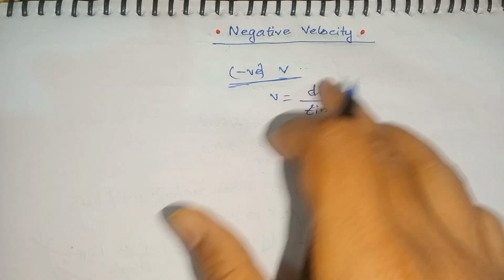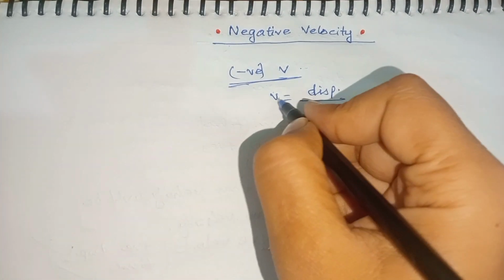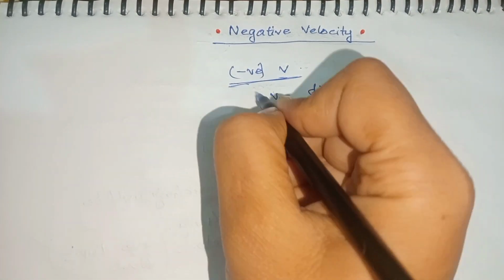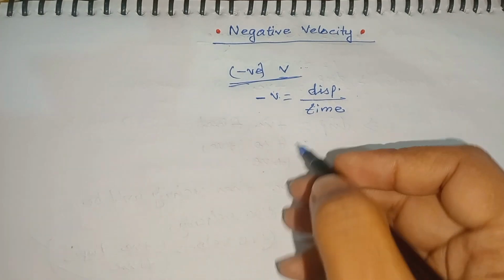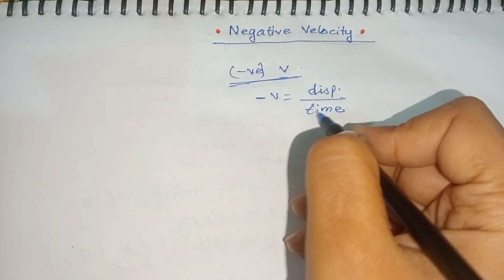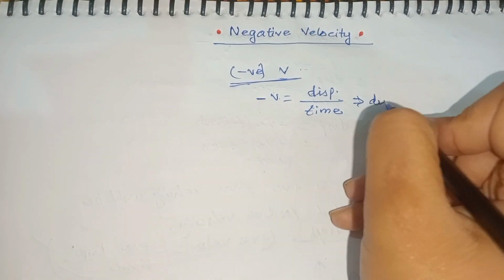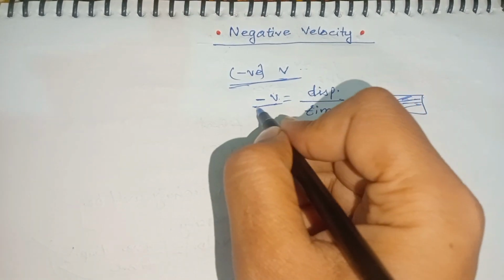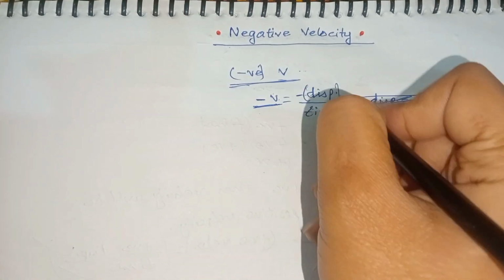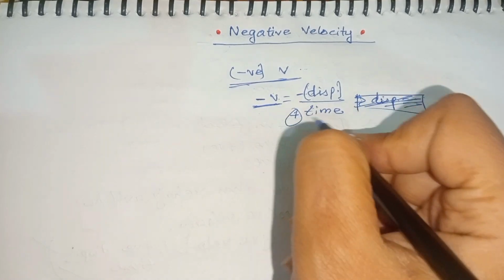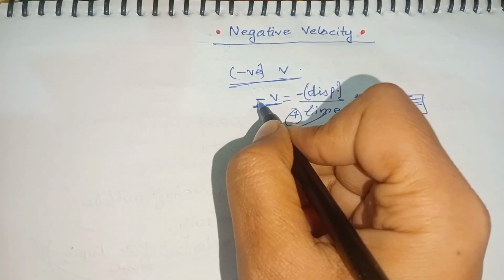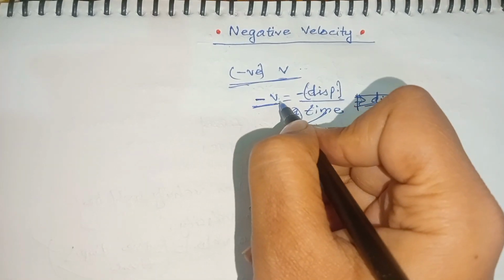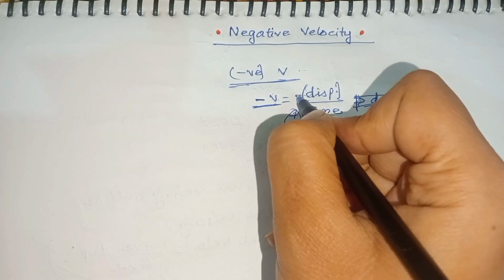We know velocity equals displacement by time, and here it is given that velocity is negative. So let's check it with the negative sign. We know time is always positive. So displacement will be what? Velocity can be negative only if this term, displacement, is negative. This is always positive, time is always positive. It means velocity will be negative only if the displacement is negative.